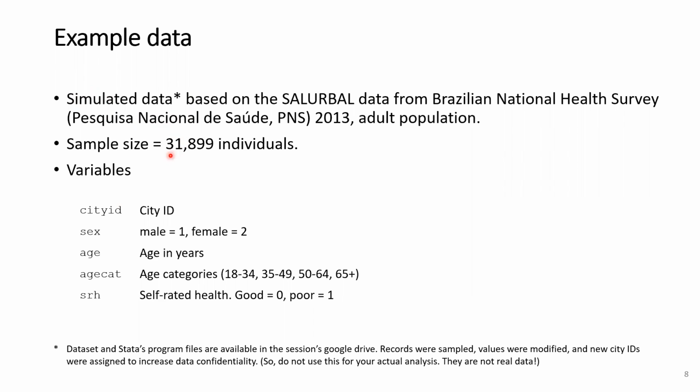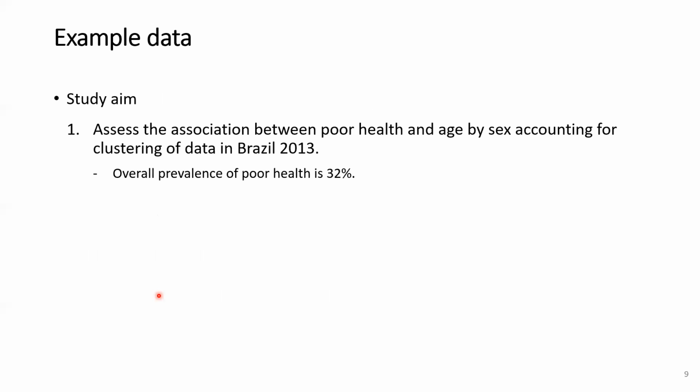And the sample size is big, almost 32,000 individuals, and the data set contains these variables. By the way, the data set is in the folder I mentioned in the Google Drive. And the study aim is to assess the association between poor health and age by sex, accounting for clustering of data in Brazil 2013.